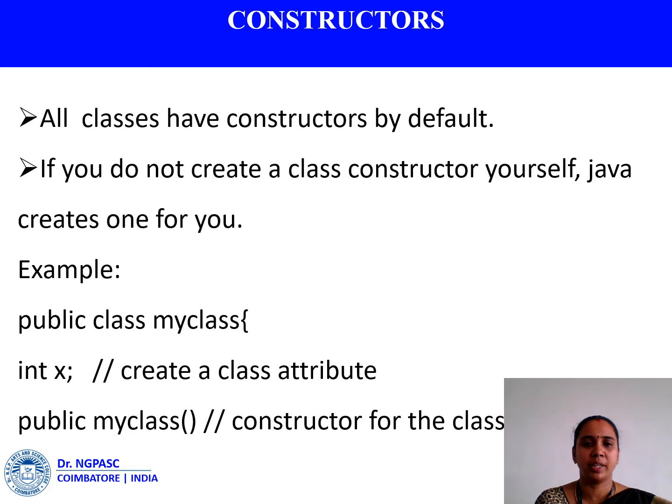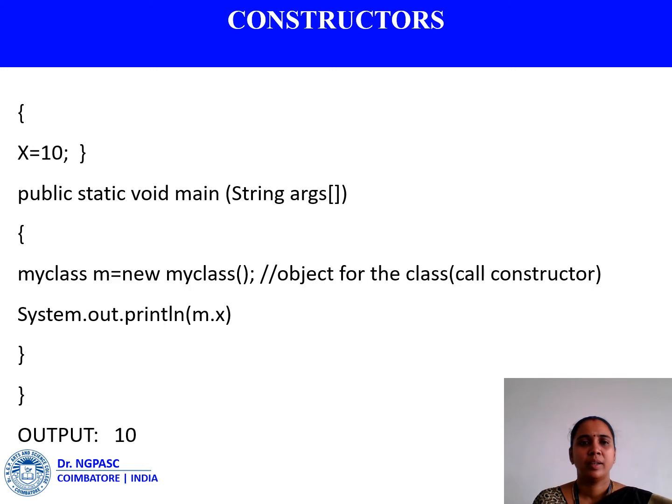First of all, I have created a class. The name of my class is MyClass. Inside that, I have one class attribute, x, which belongs to the integer data type. After that, I have created a constructor. The constructor name is MyClass. So we all know that the name of the constructor and the class name should be the same. Inside the constructor, I am just assigning the value 10 to the variable x.